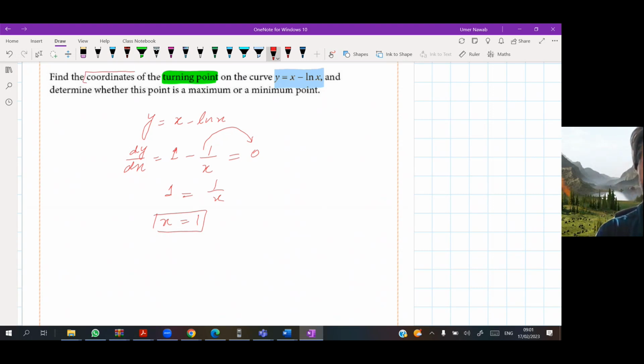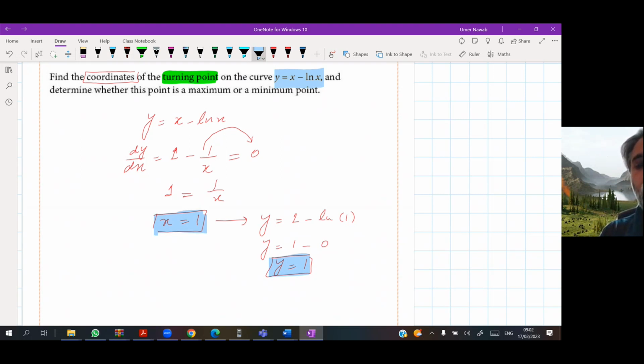He's asking for the coordinates. You need to substitute it into the original equation to get the corresponding y coordinate. Guys, you can check, ln of 1 is 0. So y is also 1. I got x equals 1 and y equals 1.